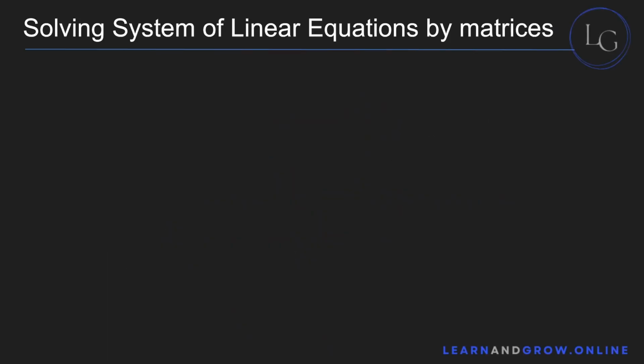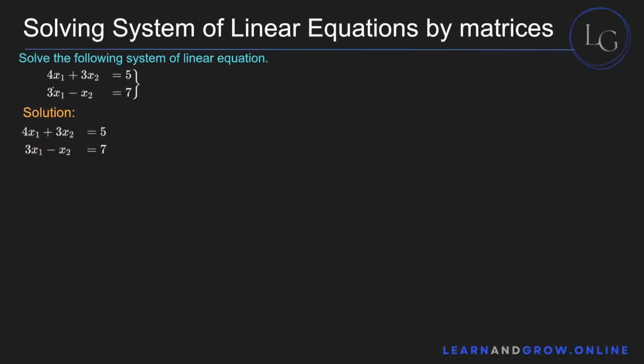So, solving a system of linear equations by matrices. We have these two simultaneous linear equations and we must find the values of x1 and x2 through matrices. So what you'll do here is write the constants of the left hand side in this matrix and write the variables in this column matrix. Variables will always be written in column matrices, and you'll write the solutions in this matrix.